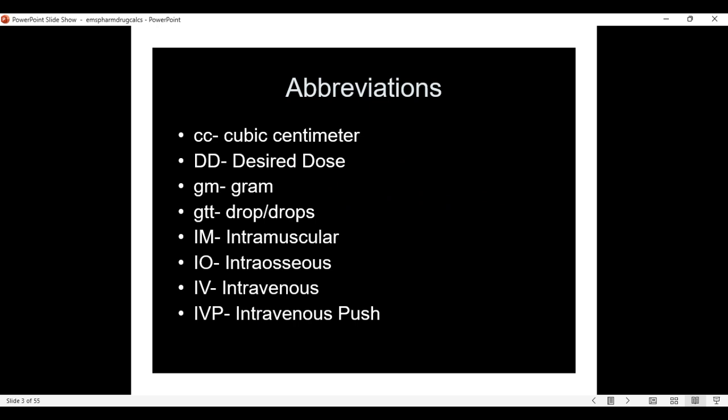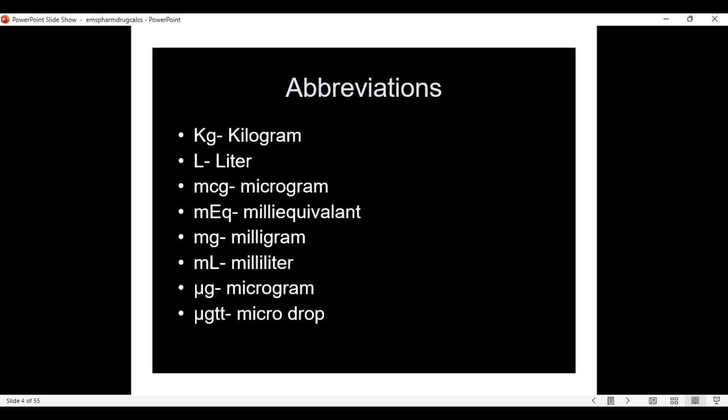So CC would be cubic centimeters. DD is desired dose. GM is gram. GTT or GTTS would be drop or drops. IM is intramuscular. IO is intraosseous. IV is intravenous, and IVP is intravenous push. KG with a capital K is kilograms. Capital L means liter. MCG is micrograms. MEQ is milliequivalent. Some drugs are dosed with milliequivalents. MG would be milligrams. ML with a capital L is milliliters.